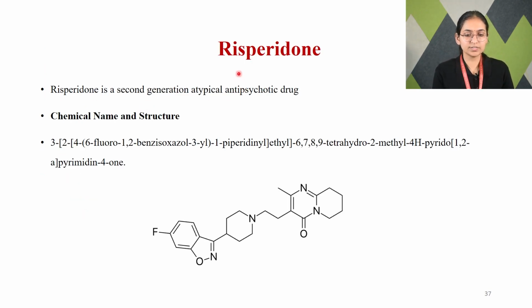Next is the drug risperidone. Risperidone is a second generation atypical antipsychotic drug. The structure of this risperidone is given over here, which has the chemical name 3,2,4,6-fluoro-1,2-benz isoxazole 3-L 1-piperidinyl ethyl 6,7,8,9 tetrahydro 2-methyl 4H pyrido 1,2-A pyrimid 4-ol.